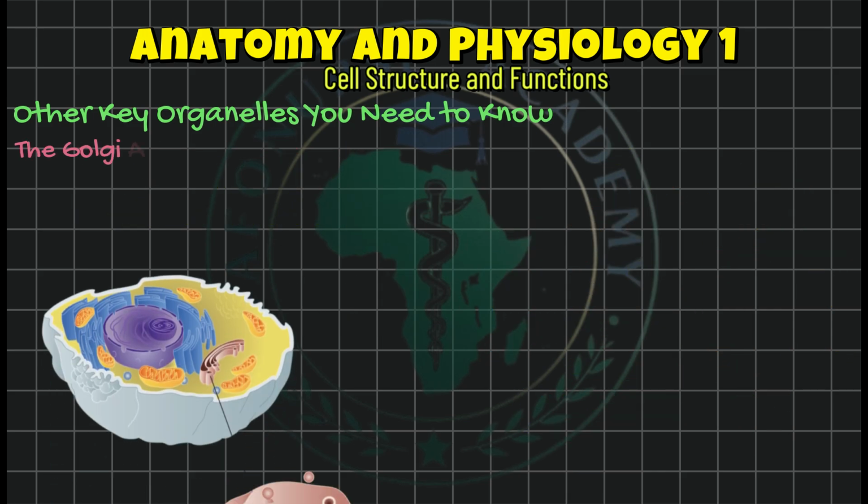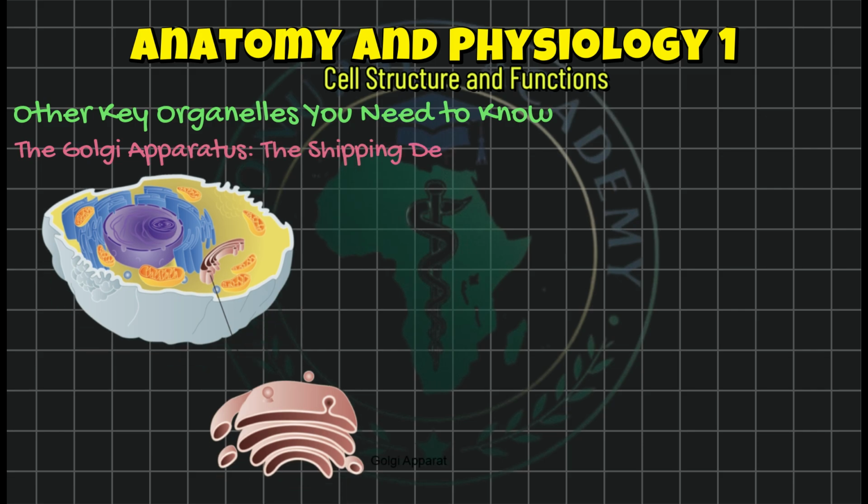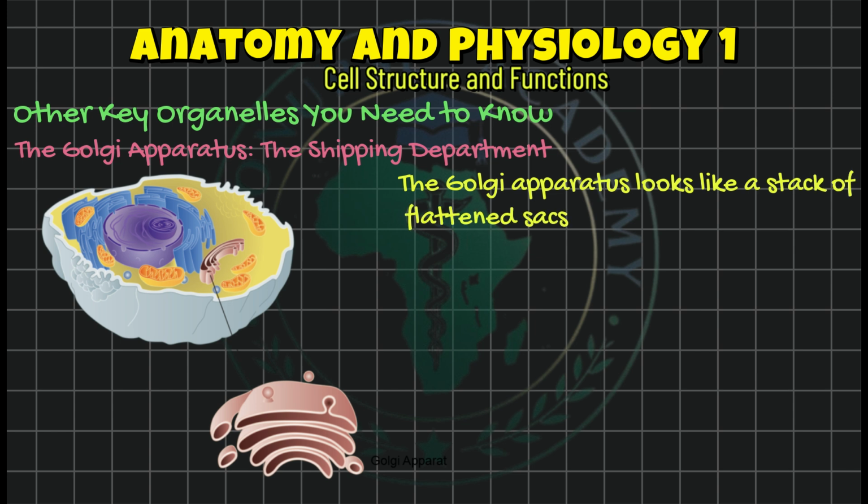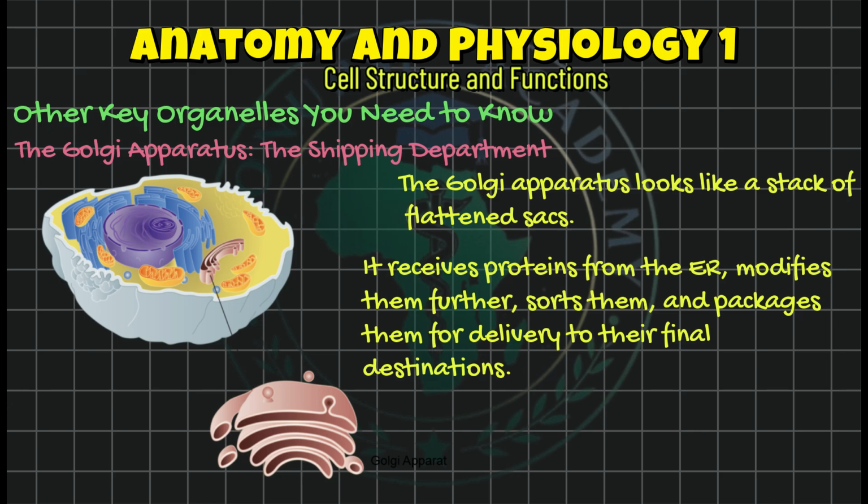The Golgi apparatus, the shipping department. The Golgi apparatus looks like a stack of flattened sacs. It receives proteins from the ER, modifies them further, sorts them, and packages them for their final destinations. Think of the Golgi as the post office of the cell. It receives packages, labels them, and sends them where they need to go.